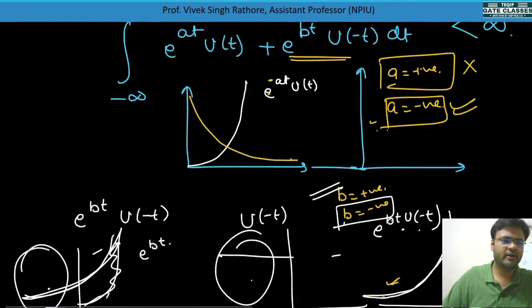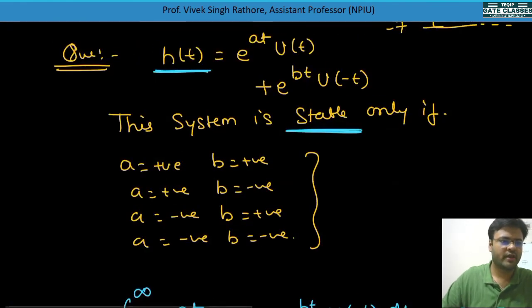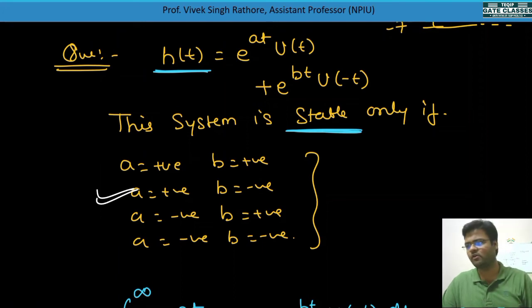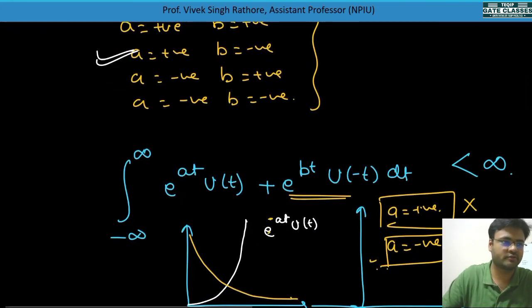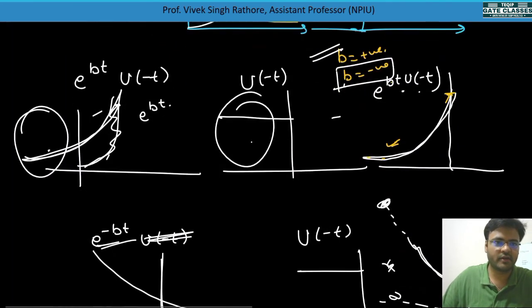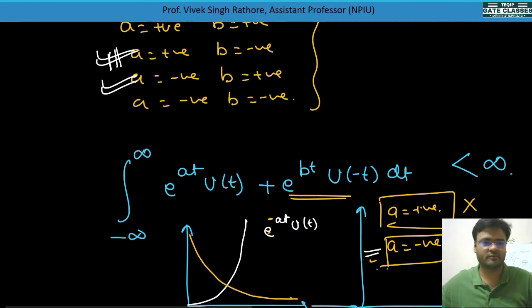So ultimately your answer should be that a is positive and b is negative. Your option will be satisfied. Okay, I'm really sorry, I think a should not be positive. Sorry, a should be negative and b should be positive. The answer should be option C.